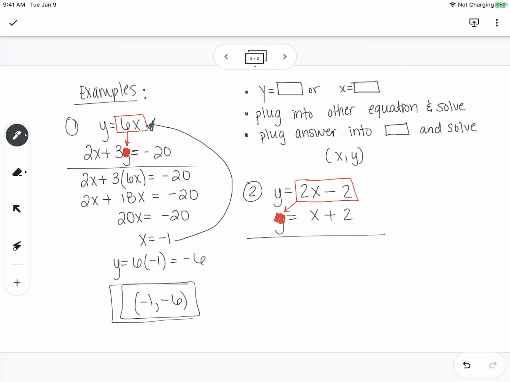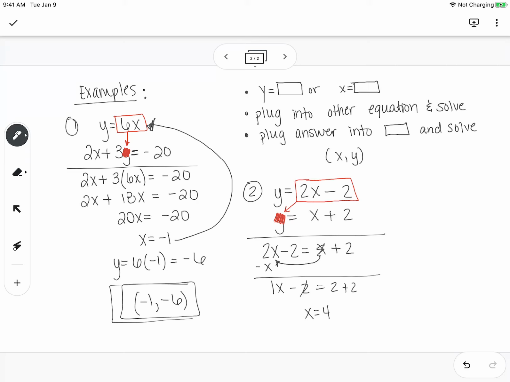And so now I'm ready to write my new equation. I'm going to substitute in the 2x minus 2 in for the y in the bottom equation. So that looks like 2x minus 2 equals x plus 2. Let that marinate in what you just did. And now I'm ready to solve. So I'm going to move my x by subtracting it. So I get 1x minus 2 equals 2. Add 2, and I get x equals 4.